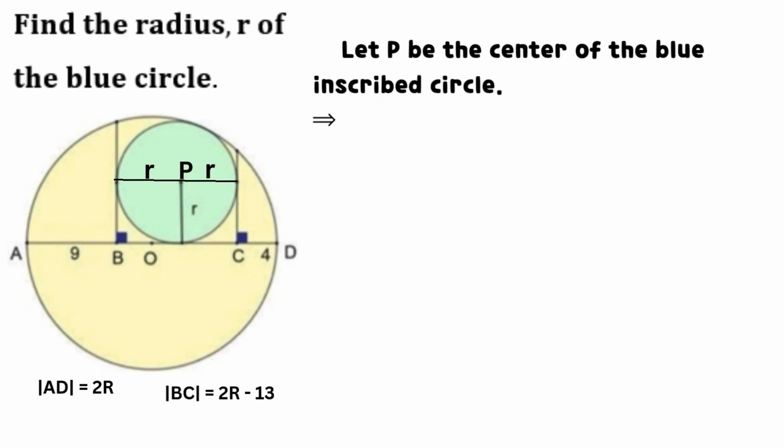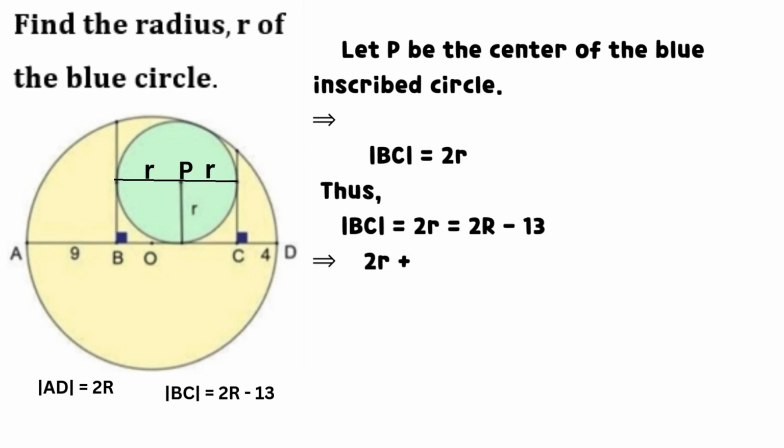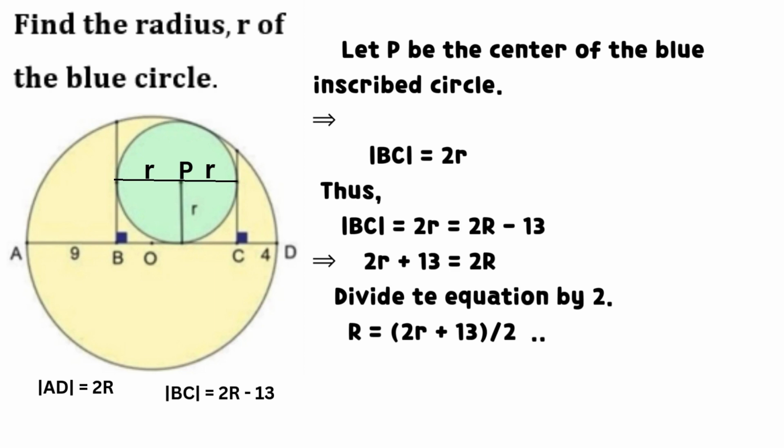Let P be the center of the blue inscribed circle. It signifies that line BC equals 2 times r, where r is the radius of the smaller inscribed circle. Hence, line BC equals 2 times small r, which equals 2 times bigger r minus 13. It implies that 2 times the bigger r equals the sum of 2 times the smaller r and 13.